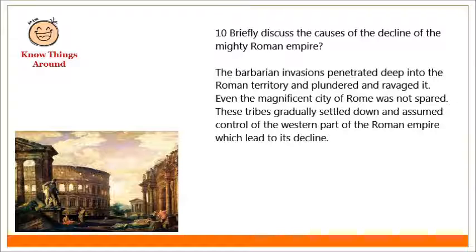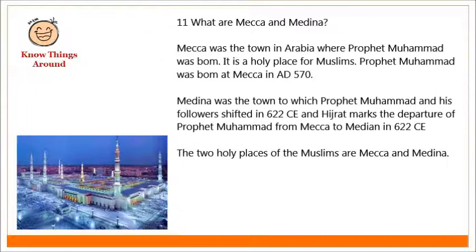Briefly discuss the causes of the decline of the mighty Roman Empire. The barbarian invasions penetrated deep into the Roman territory and plundered and ravaged it. Even the magnificent city of Rome was not spared. These tribes gradually settled down and assumed control of the western part of the Roman Empire, which led to its decline.